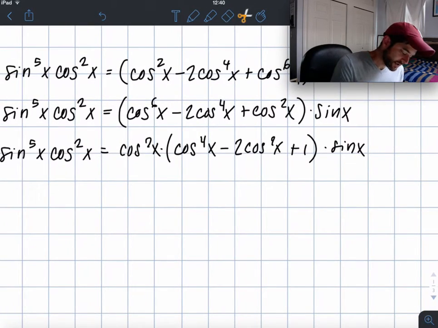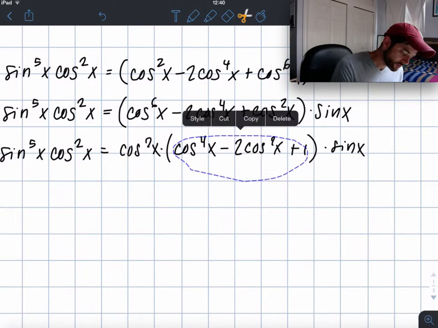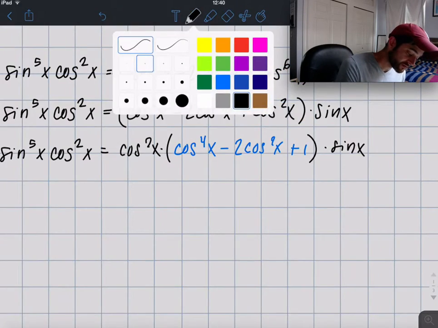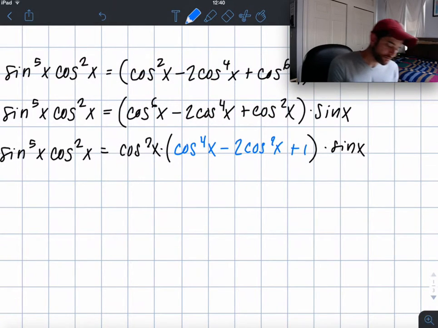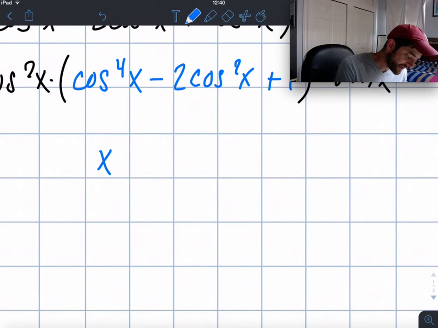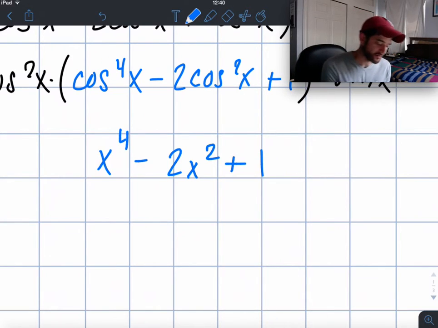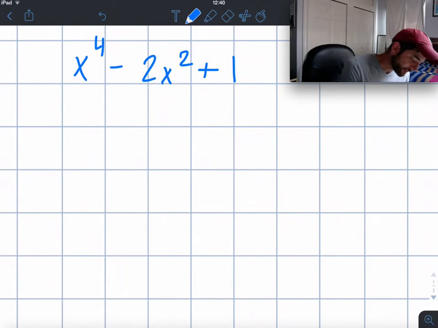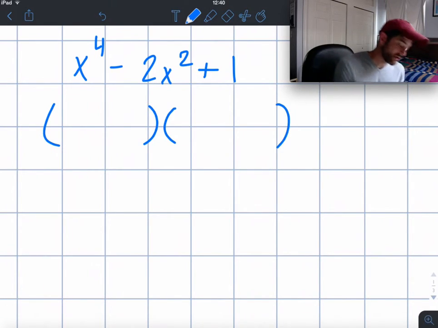Now let's take a look at this trinomial here. On the surface this looks scary, but let me rewrite it. Instead of using cosine x, let's look at it in terms of x. Let's say it was just x's instead of cosine x's. This isn't so bad to factor. In fact, this quartic trinomial factors just like a quadratic trinomial.